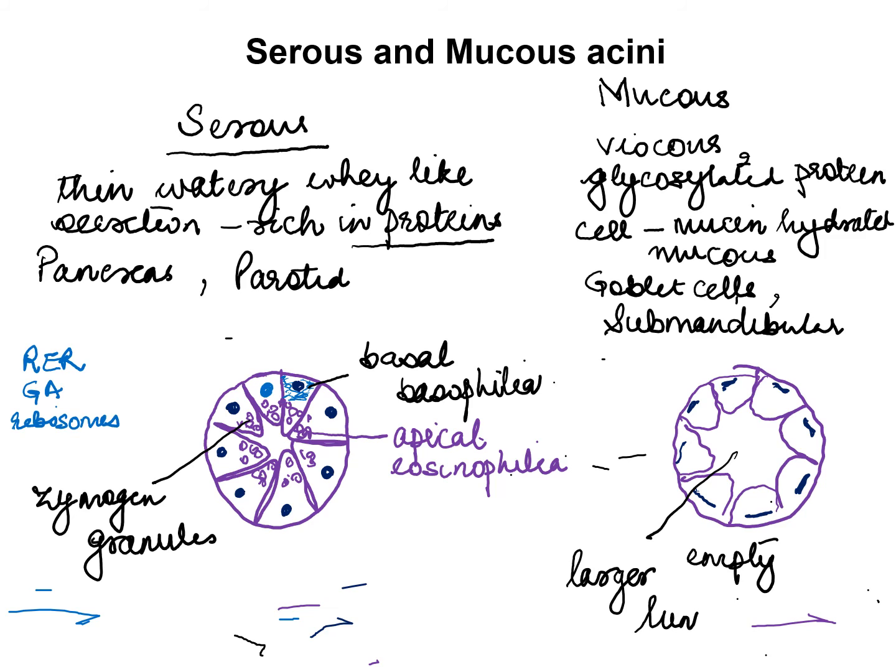If we were to compare a serous acinus with a mucus acinus, the mucus acinus is also comparatively larger because it is a section of the tubule, while this is a section of an acinus, so it appears smaller also in a slide.